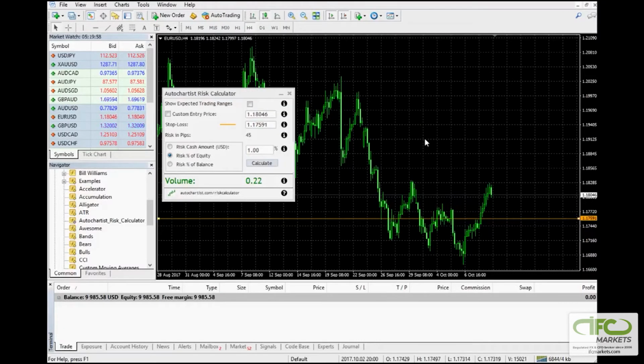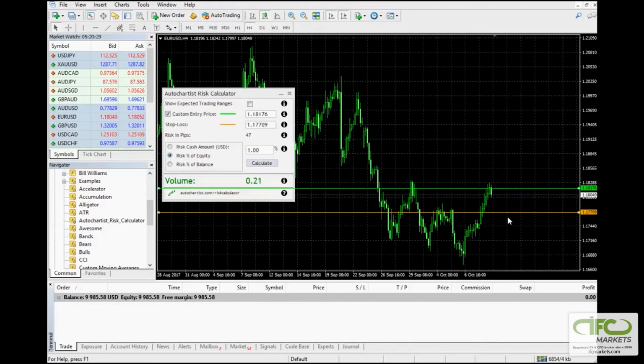If you plan on trading a pending order, such as a buy stop or sell stop, then you need to set a custom entry price by clicking the checkbox next to custom entry price. Once you do this, a green line will appear. The green line represents the entry level at which you plan to set your pending order. Move the green line to your desired trade level, and move the orange stop loss line to your desired stop level. Once again, with every change you make, the volume value changes.